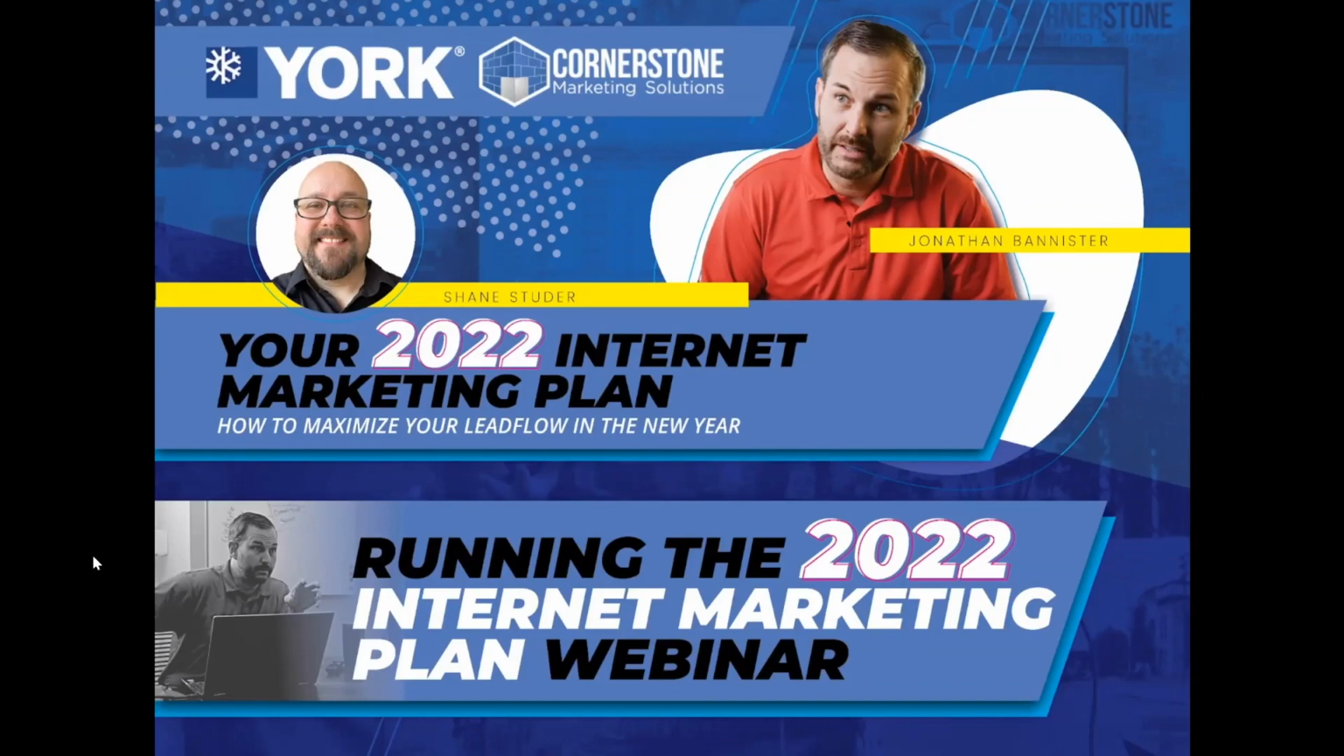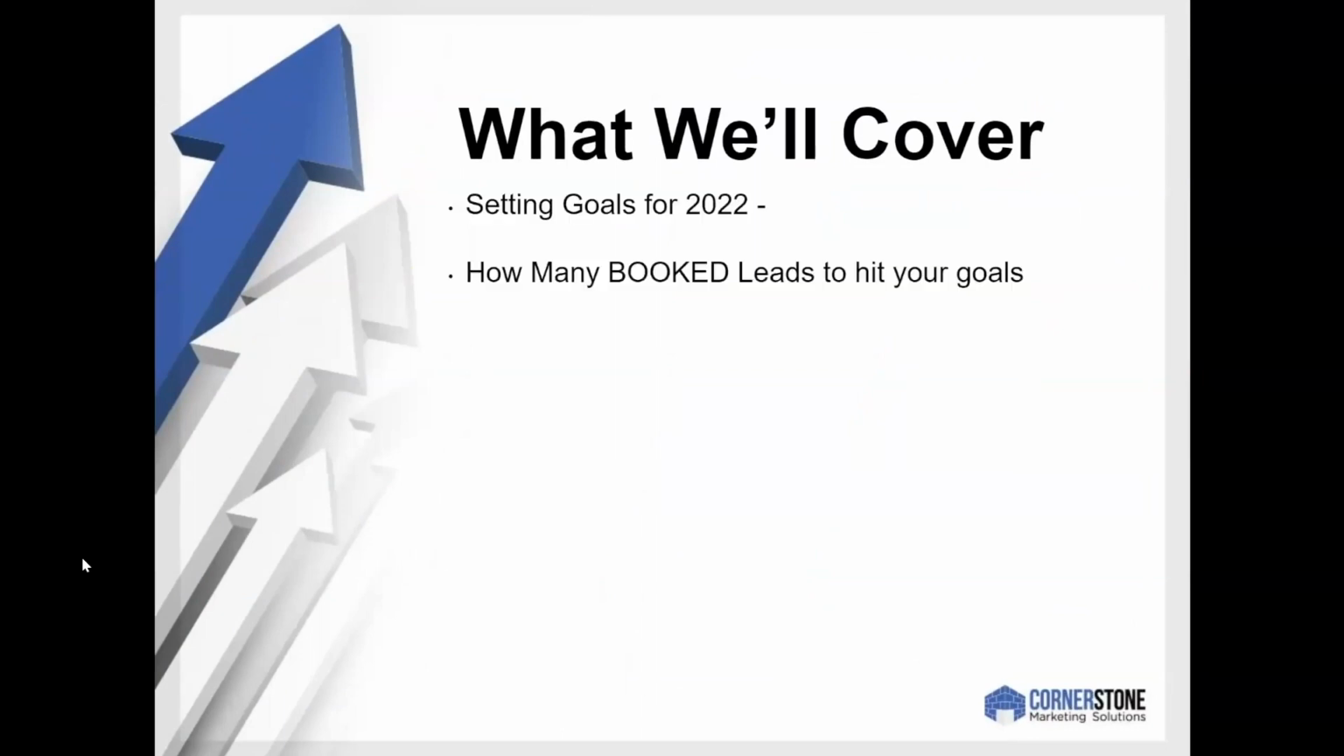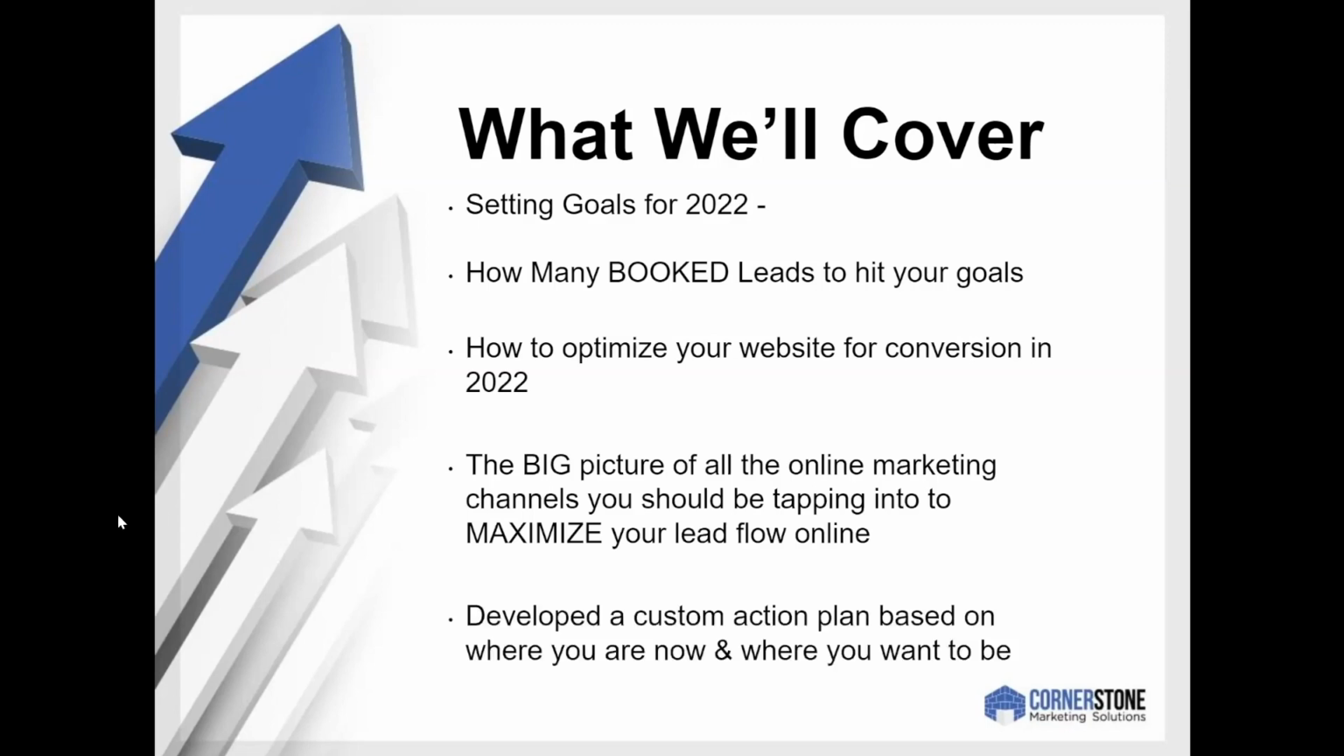So again, what we're going to be covering is your internet marketing of 2022. We're going to be setting goals for your 2022 season. We're going to try to establish how many booked leads we need to hit in order to hit your goals. We're going to talk about optimizing your website for conversion. What does that look like? What does conversions even mean? We're going to cover all of that. The big picture of online marketing channels, we're going to talk about which ones you should be utilizing, which ones you should be getting the maximum lead flow from, your online reputation. We're going to develop a custom plan based on where you are now and where you want to be. That'll be for anyone who wants to take it to that next level, look at what we're talking about here, and then want something customized for them. We want to help each and every one of you on the call today.